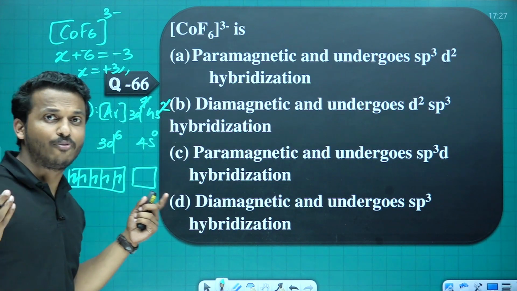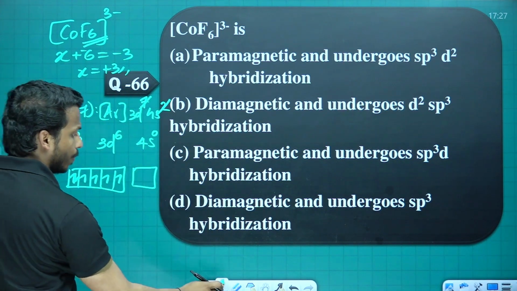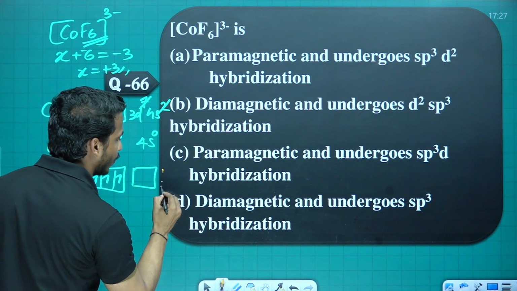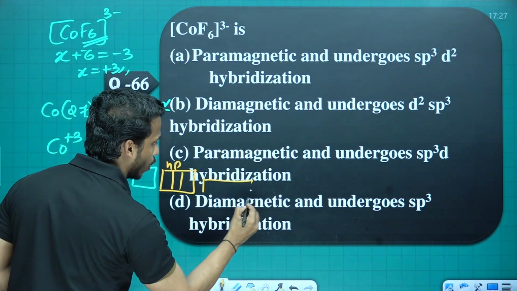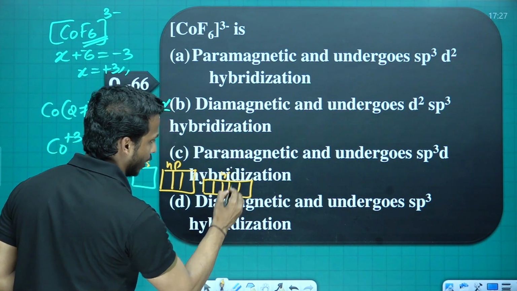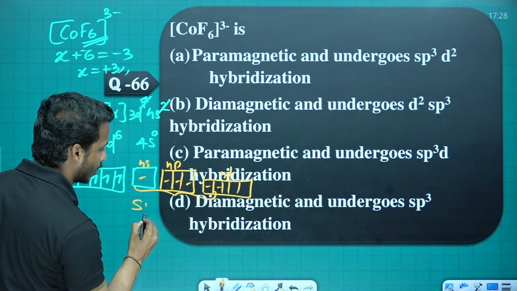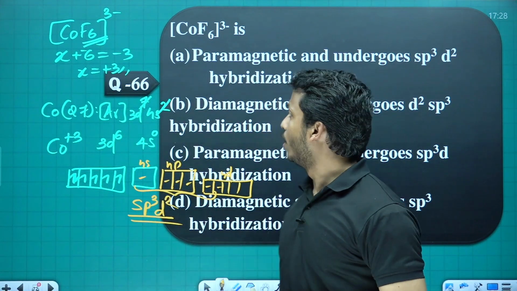Fluorine is a weak ligand, so no pairing happens. So total 6 vacant orbitals we need because 6 ligands are there. Only 1 is free. So let me take after 4s which is free, 4p, after 4p which is free, 4d is free. So let me take 1, 2, 3, 4, 5, 6 orbitals. What is hybridization? sp3d2. Check it all.